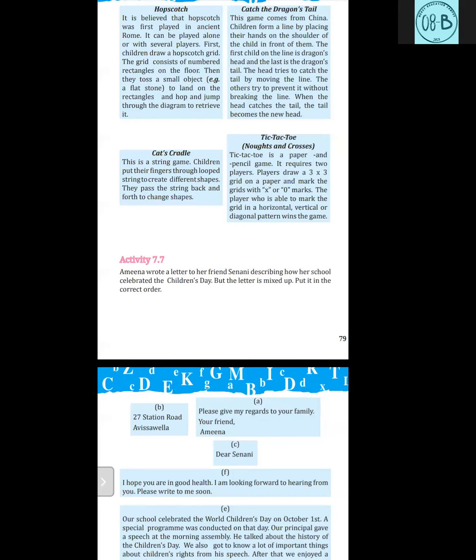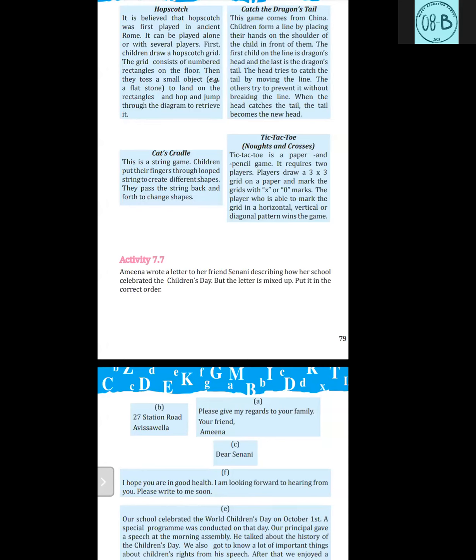7.7. Can you guess the lesson? What is it about? Letter writing. Yes, it's about letter writing. So we have to know that there are two types of letters in English. Who can name those two types? Formal and informal. Yes, very good. They are formal letters and informal letters.